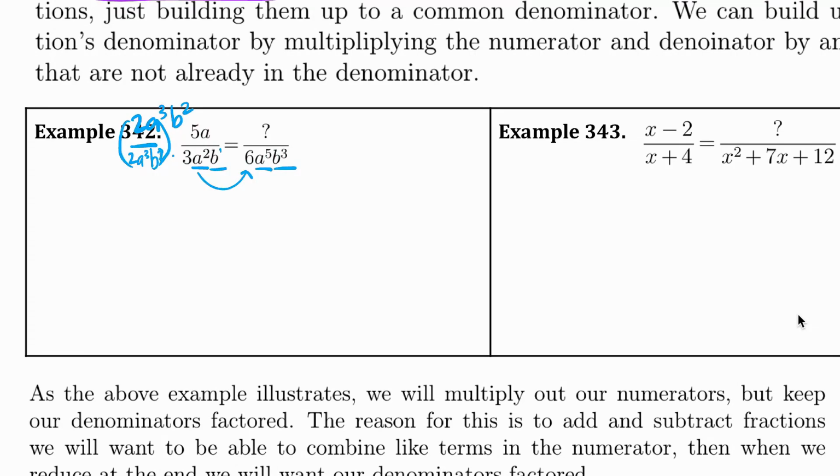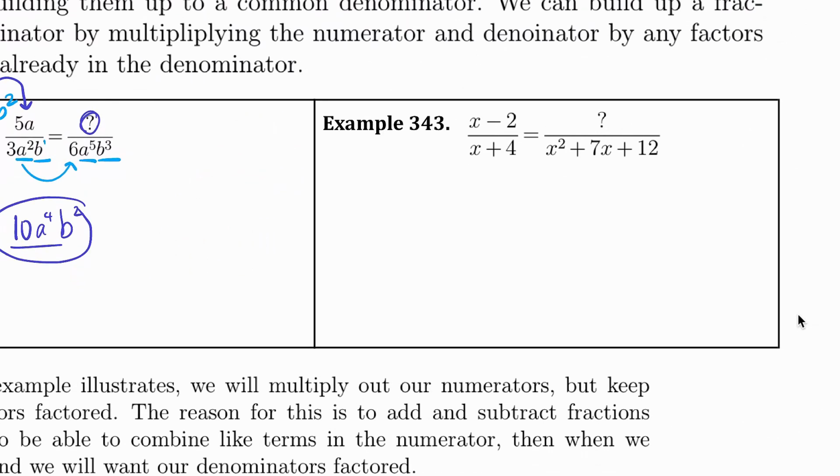All right, so let's multiply our numerators here. Let's multiply this thing by this thing. So 2 times 5 gives me 10. A cubed times a gives me a to the 4th. There's nothing to multiply that b squared with, so we just have b squared. So our question mark, this value right here, is really 10a to the 4th b squared.